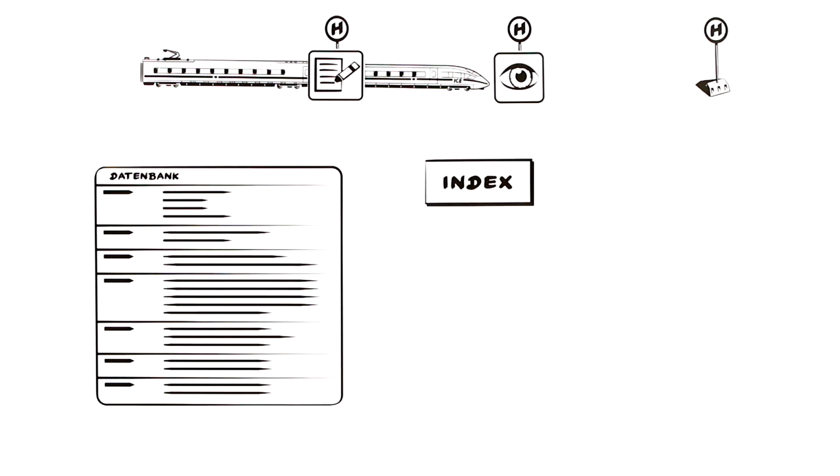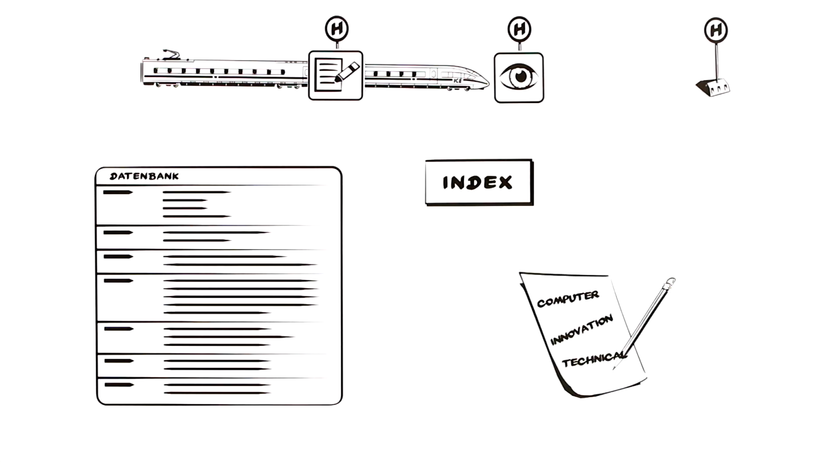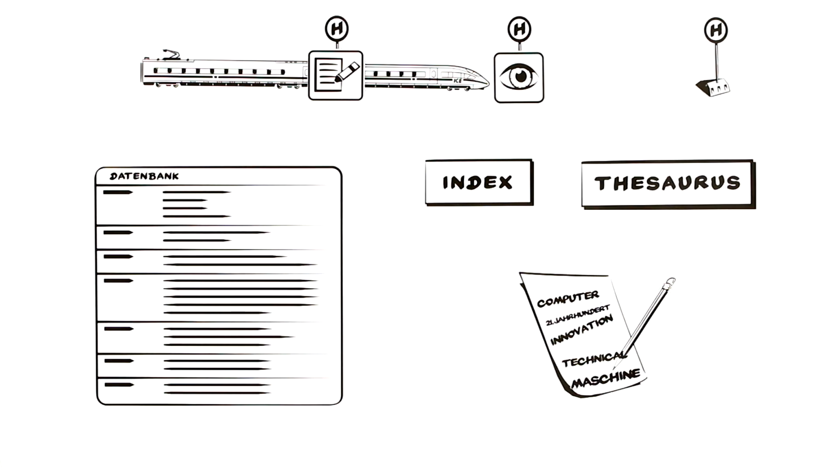With index and thesaurus, the thus compiled word list can be further refined. The index offers a word list with the search terms contained in the database. The thesaurus also shows related, narrower and broader definitions of terms.